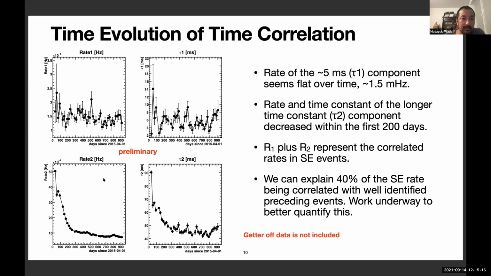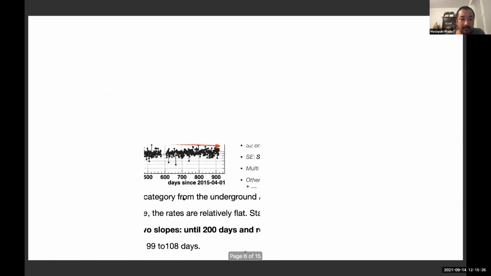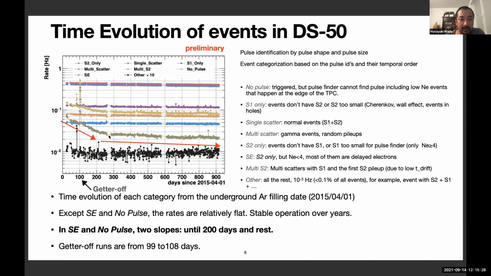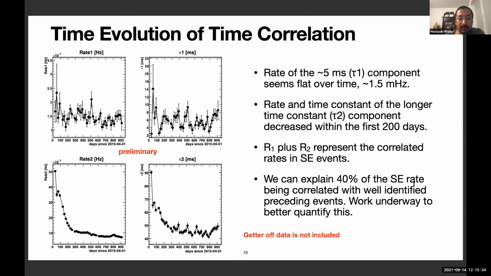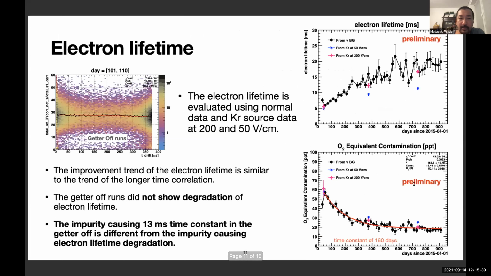This rate corresponds to the correlated part of the single electrons, and by summing up this rate, we can compare with the total single electron rate. We can explain at least 40% of the single electron rate as coming from this. Then we check the electron lifetime.